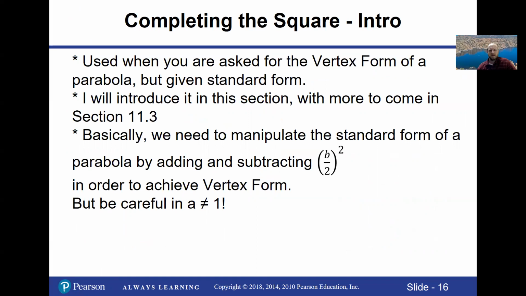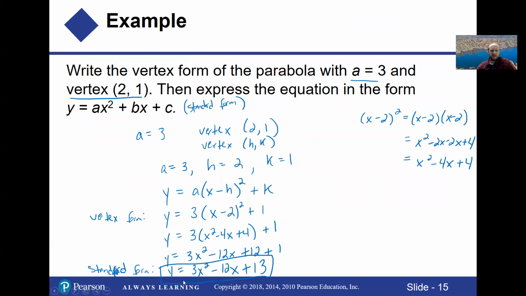Basically, it's a method for when you're asked for the vertex form, but you're given the standard form. So you might be given y equals 3x squared minus 12x plus 13, and they might ask you to put this back into vertex form. So you're going to go backwards. That's the whole point: given standard form, write the equation of a quadratic function in vertex form.